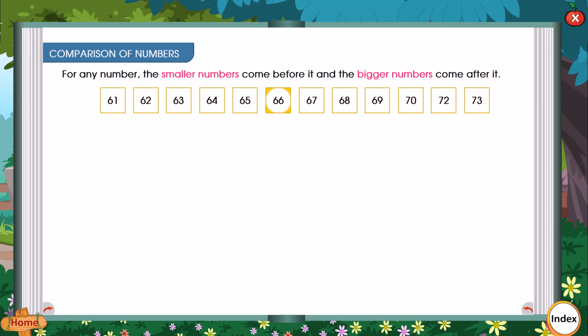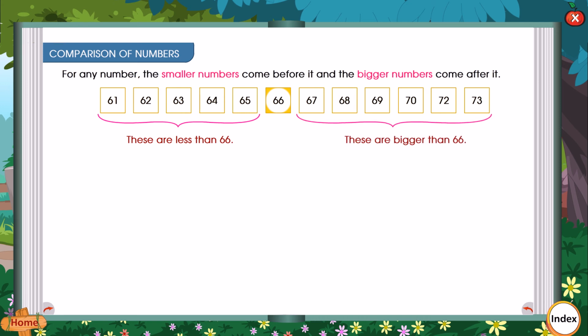61 to 65, these are less than 66. 67 to 73, these are bigger than 66.